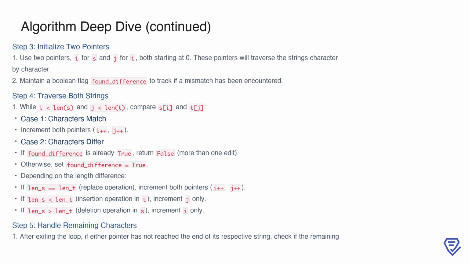For replacement, we increment both pointers. For insertion in T, we only increment j. For deletion in S, we only increment i.